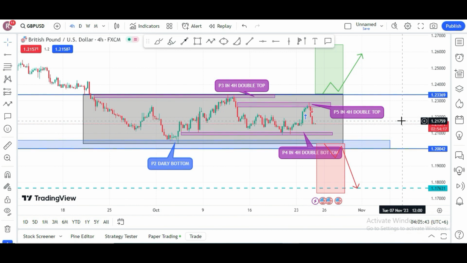I don't do any analysis below that. The lowest time frame I use is 4 hours, because the lower we go in time frame, the probability of the trade goes down substantially. So 4 hours is the minimum.